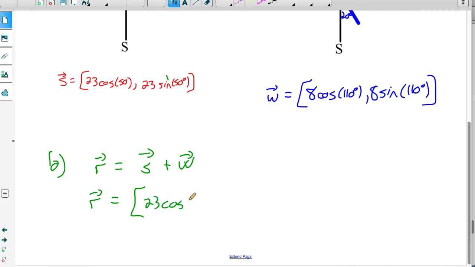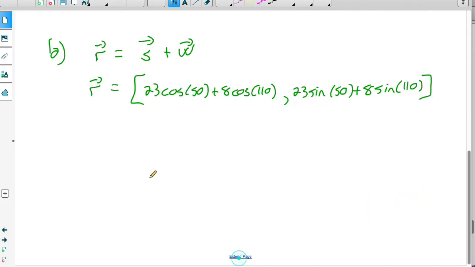So 23 cos 50 plus 8 cos 110. And to get the y component, I'll just have to add the y components of those two vectors. So 23 sine 50 plus 8 sine 110. So this is an exact answer for what the position vector of the resultant is, but it would be helpful in this scenario to maybe evaluate this approximately. So we could just type those x and y components on the calculator and get an approximate answer, and I'll just give that to you.